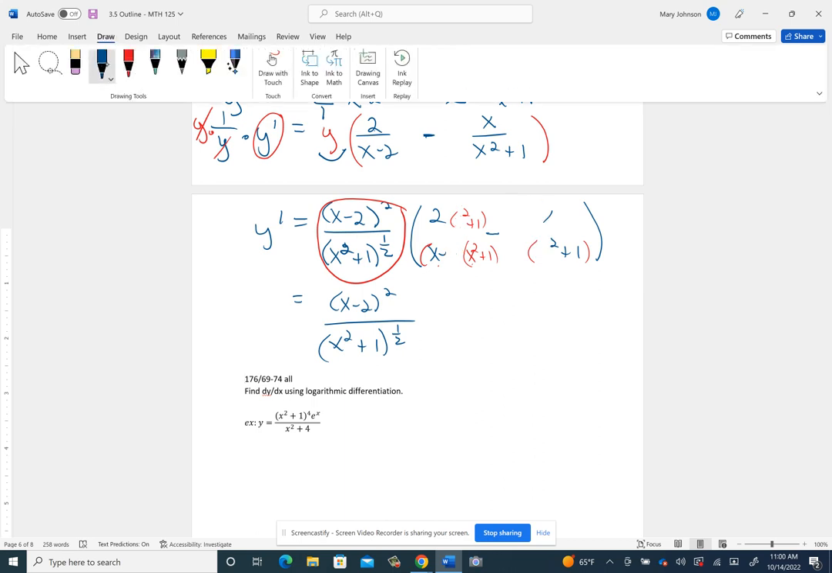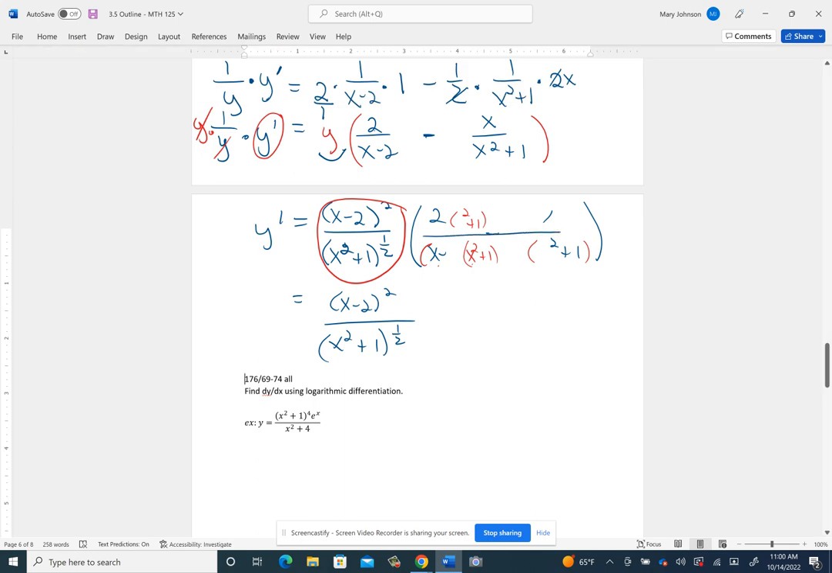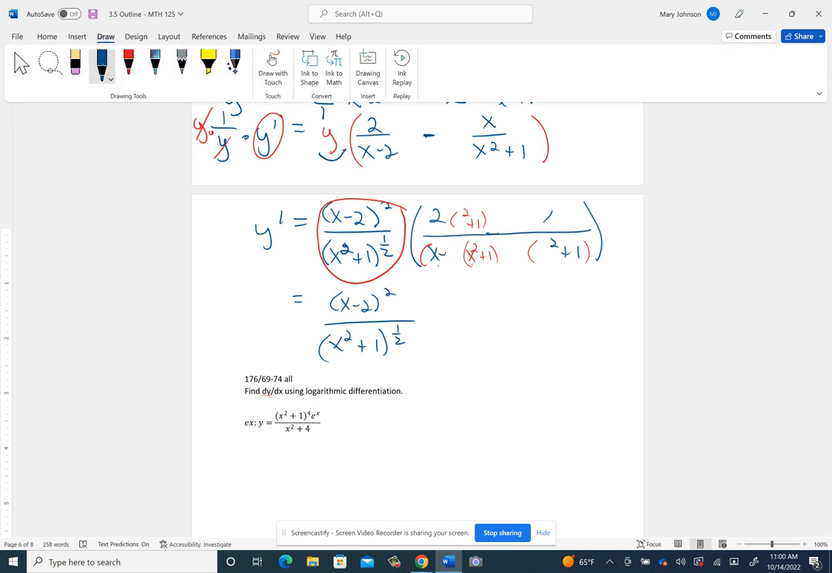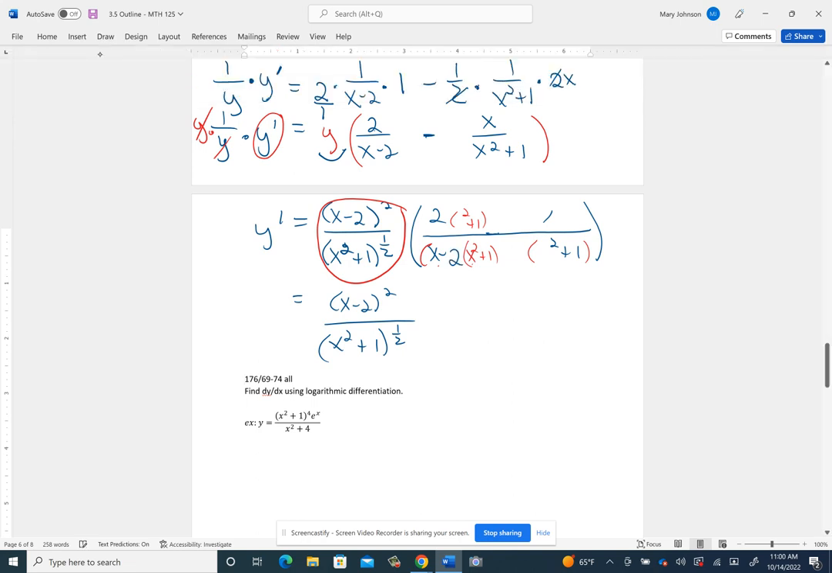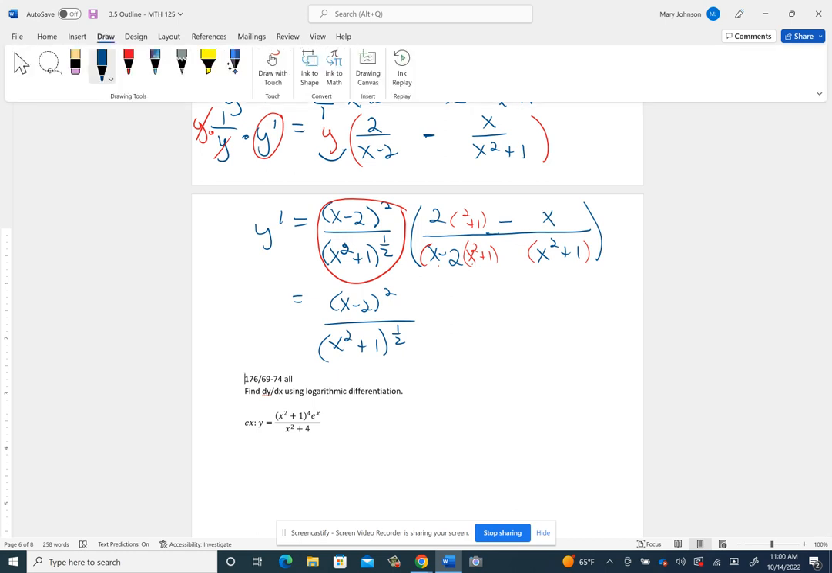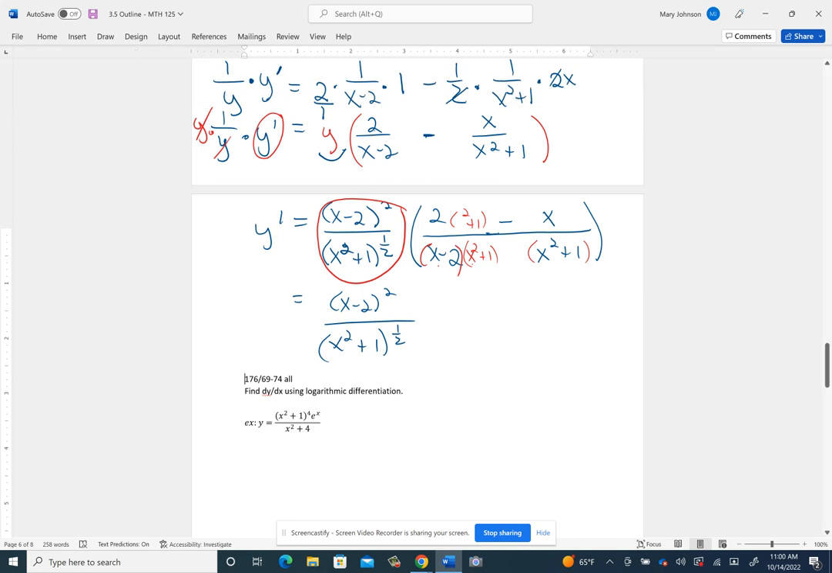Oh, darn it. I didn't want all that to go away. Oh, well. I'll get it back where I want it. I'm just trying to erase that one little line.